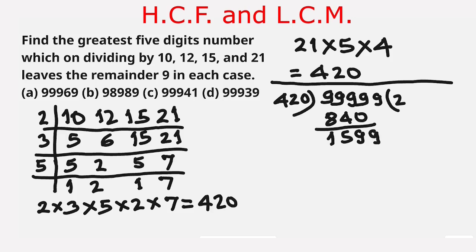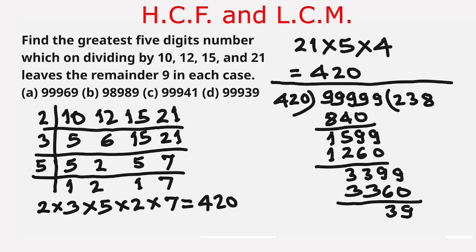We carry 9 from above. 420 divides 1599 for 3 times. 3 times 420 is 1260. On subtracting 1260 from 1599, we get 339. We carry the last 9 from above. 420 divides this for 8 times. 8 times 420 is 3360.